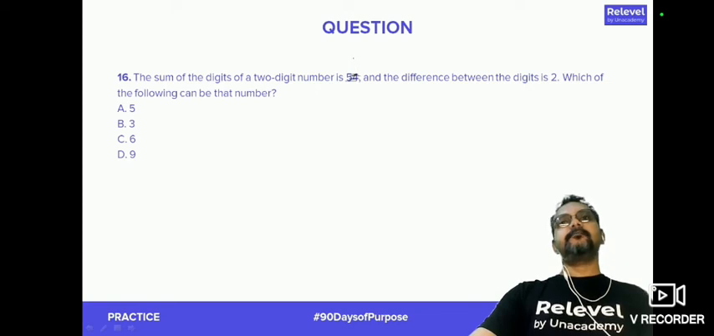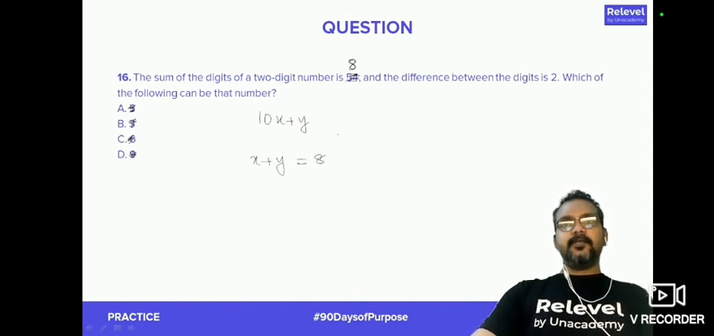let's say 8. Okay, difference is 2. Which of the following can be the number? Obviously these are not the correct answer choices. Just solve this question based on this data. So the 2-digit number, let's say, is 10x plus y. The sum of the digits means x plus y is 8. The difference between the digits x minus y or y minus x, we will have to take both cases.